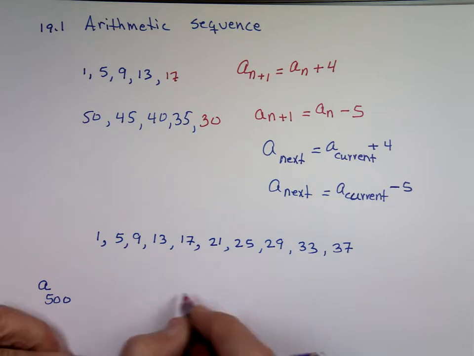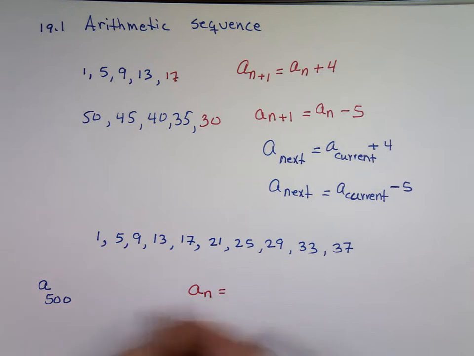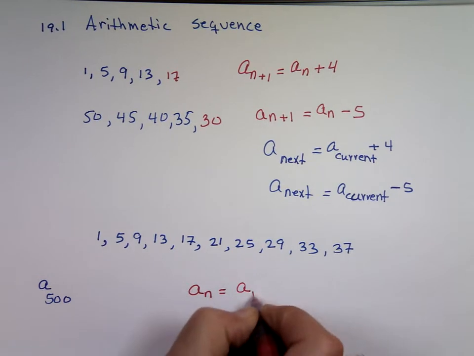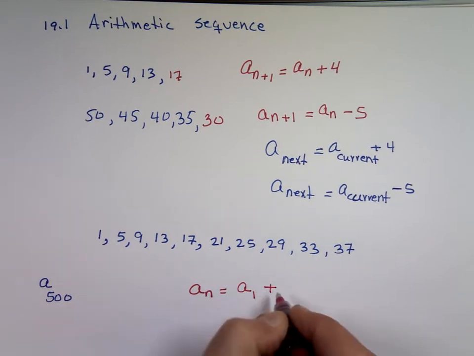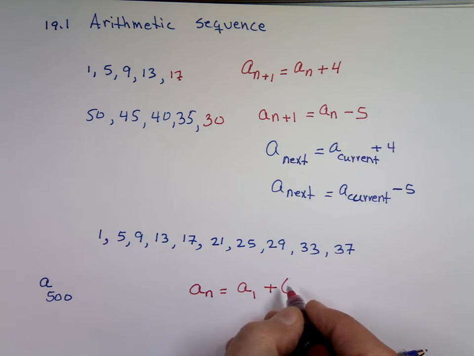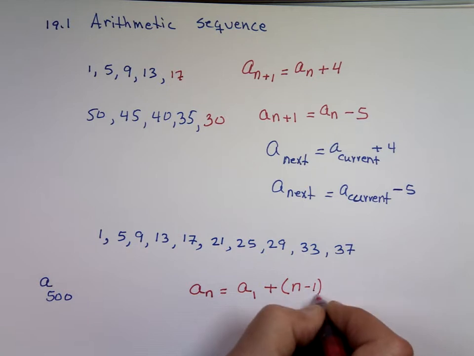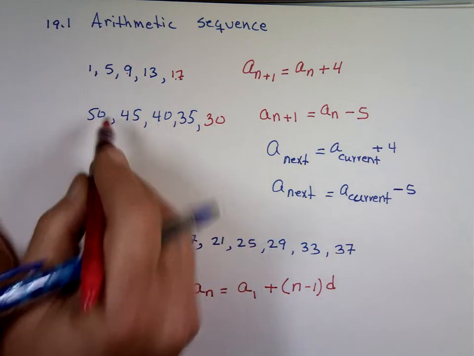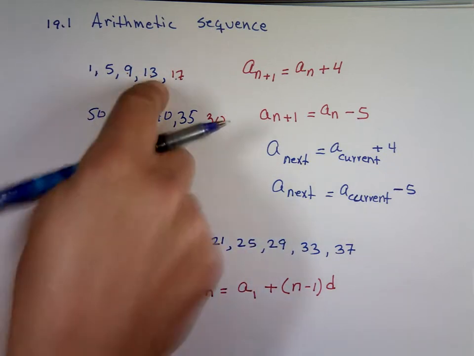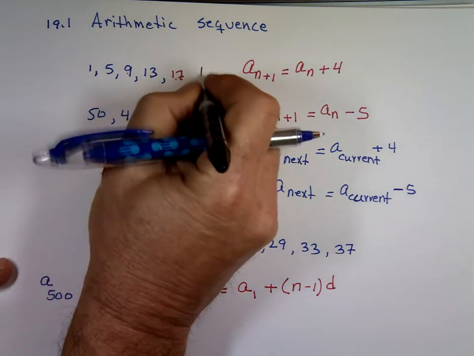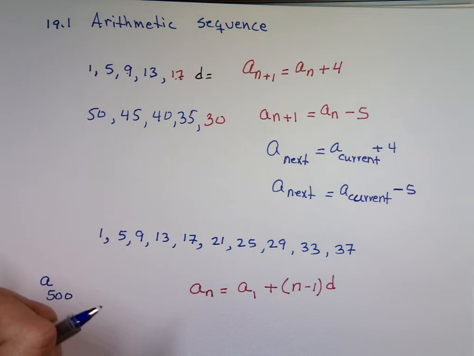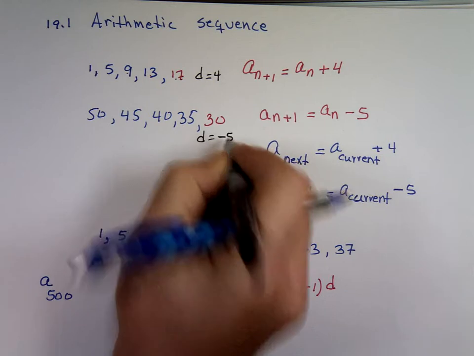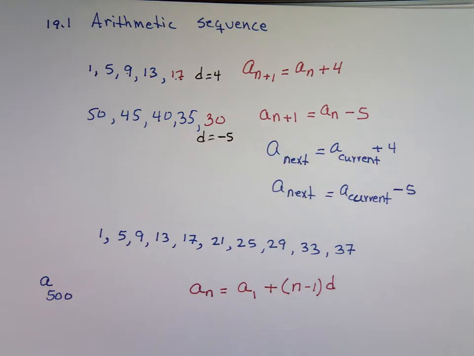If you want to get any number, doesn't matter what that number is, you take the first one, and you're going to add to it, our book calls it here, n minus 1 times d. The difference between these numbers is called d. So in the first example here, d is the difference between this and this. What's the difference here? 4. Here d equals what in this one? Negative 5. It's decreasing. So if it's increasing, it's positive. If it's decreasing, it's negative.